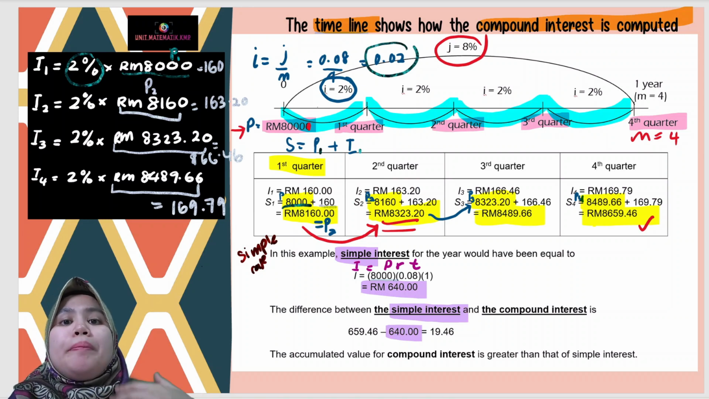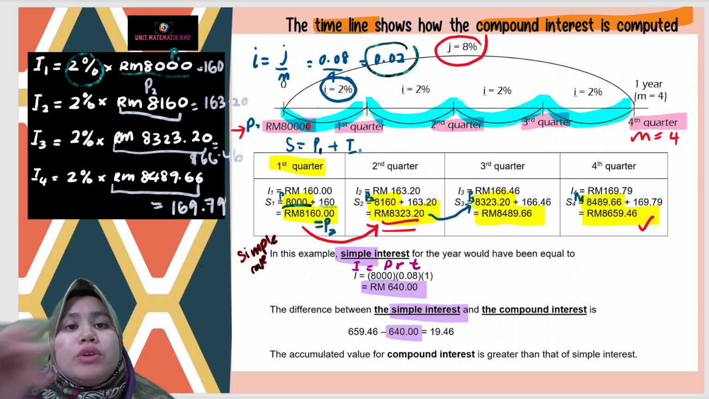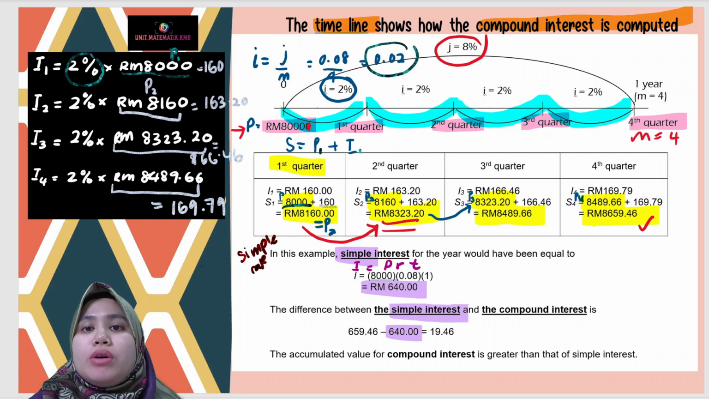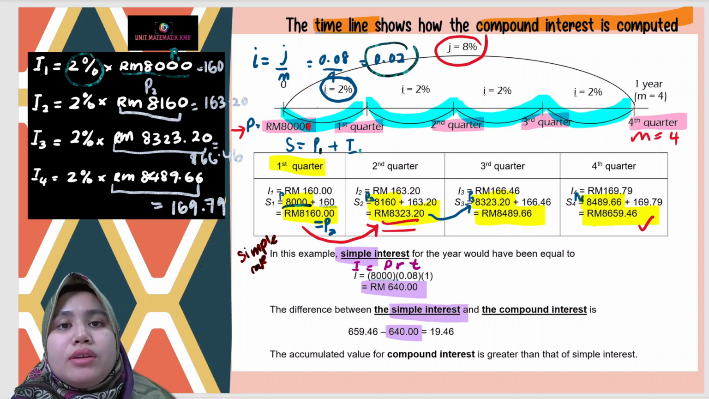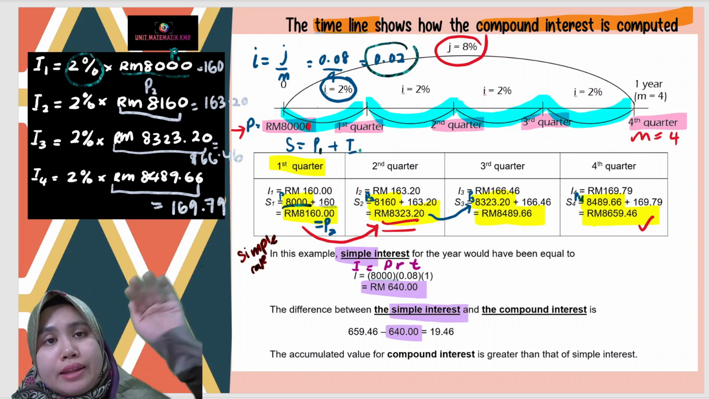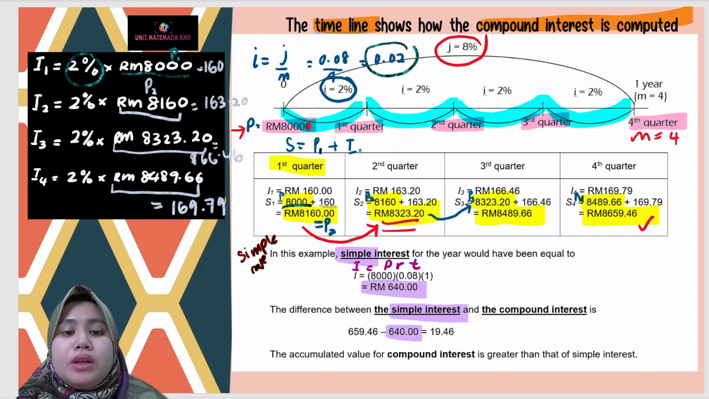How is compound interest computed? It depends on your M. If your M is 12, it will be 12 processes. This is for you to understand how the process is actually going on. So now let's compare what we learned before, simple interest, with compound interest.